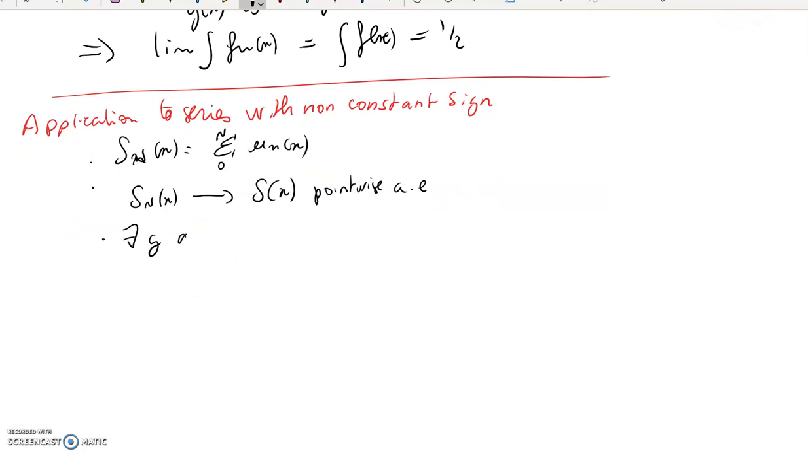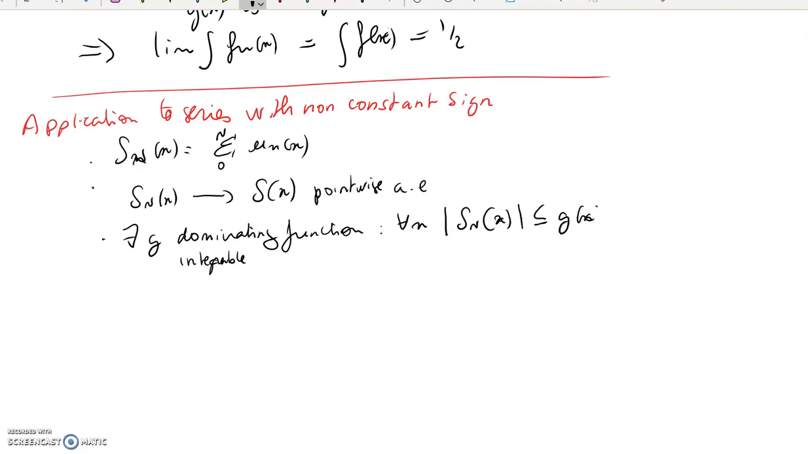And again, the idea is to find a dominating function. There exists g, a dominating function, which should be integrable. So what do we have? For all x, a dominating function, integrable. So for all n, we have that the absolute value of the partial sum Sn of x is smaller or equal to my g function, for all x, or almost everywhere.